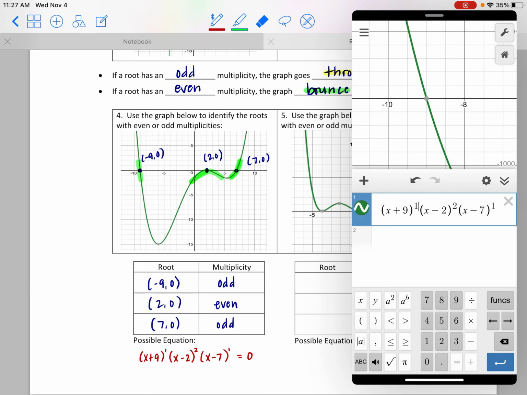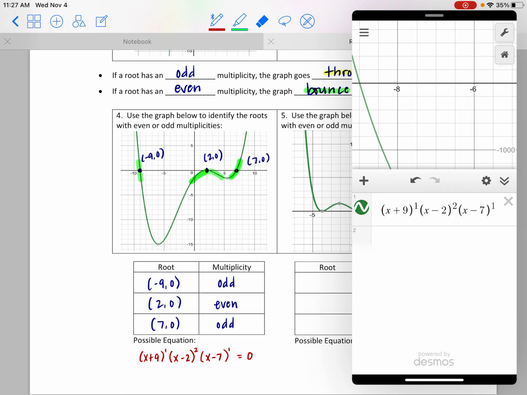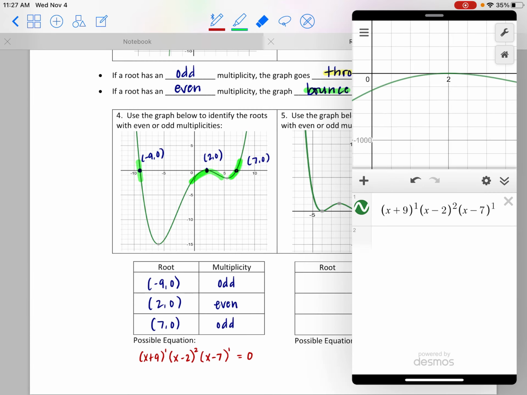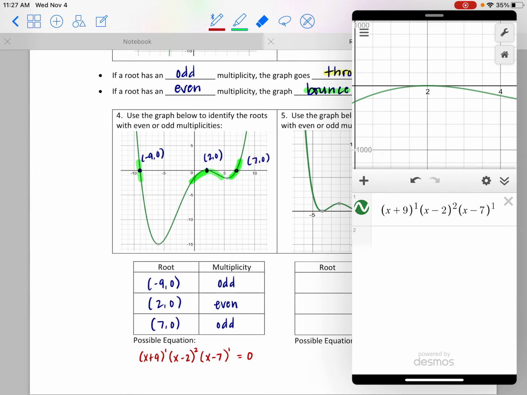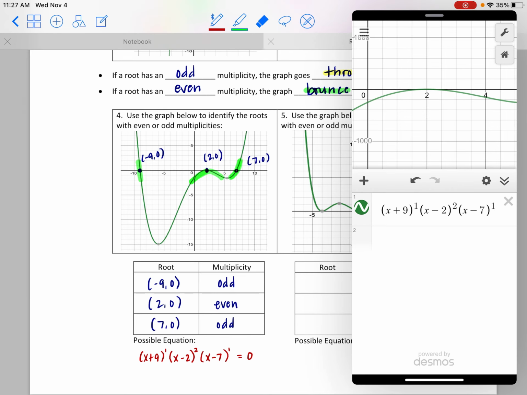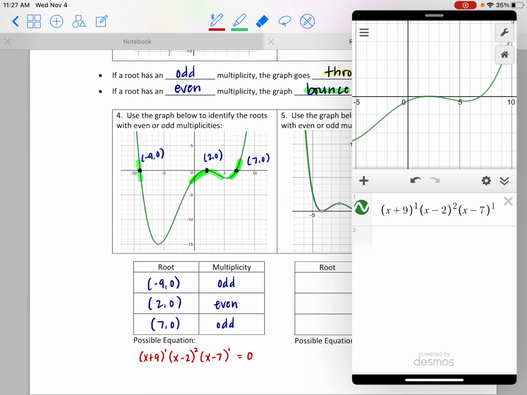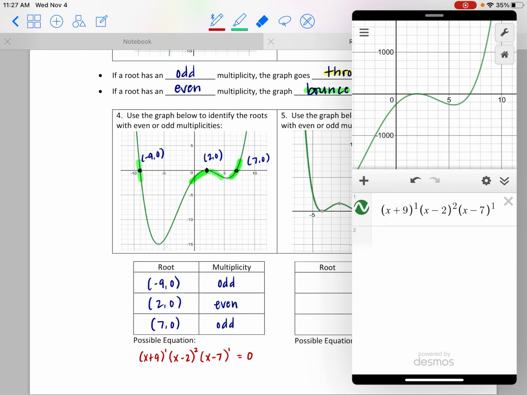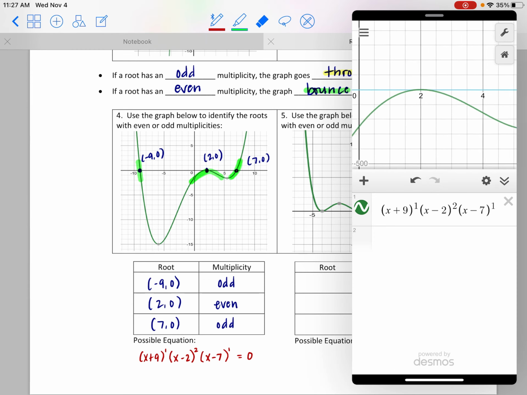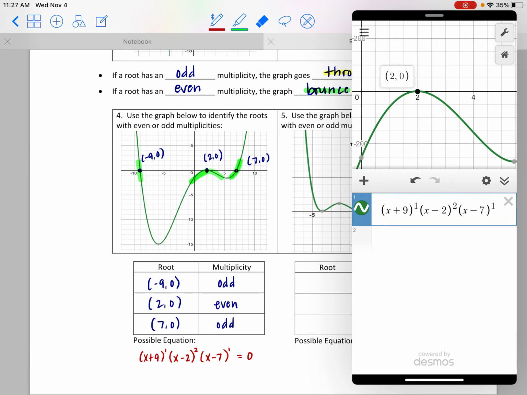And the same is going to be true for our evens, okay? So let's look at the even one we had over here. Let's look at this root at 2. Okay, so there's our root at 2. That's with a multiplicity of 2. It bounces. And I just want to shrink this up a little bit. Again, it's bouncing, so I knew it was even.